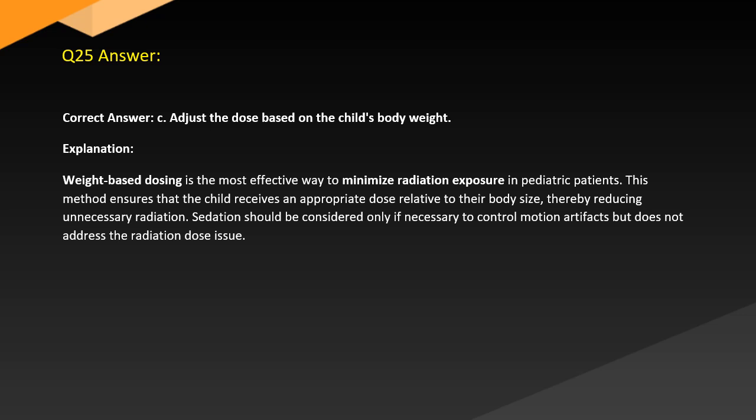Answer. Correct answer: C. Adjust the dose based on the child's body weight. Explanation: weight-based dosing is the most effective way to minimize radiation exposure in pediatric patients. This method ensures that the child receives an appropriate dose relative to their body size, thereby reducing unnecessary radiation. Sedation should be considered only if necessary to control motion artifacts, but does not address the radiation dose issue.